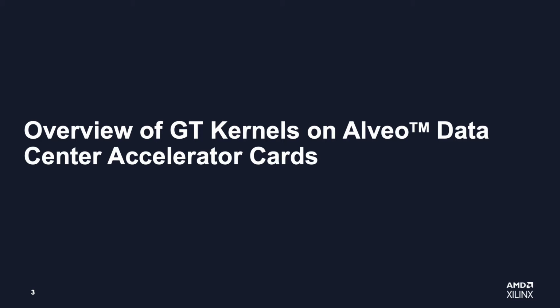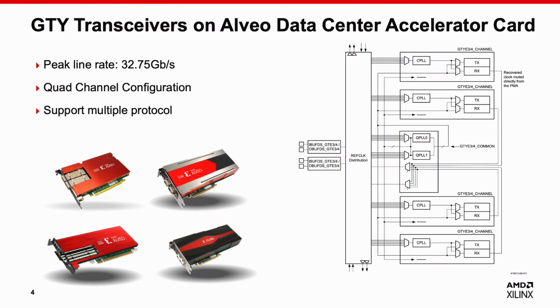GT kernels are high-speed SerDes transceiver IPs for high-throughput communication. If you are not already familiar with GT kernels on Alveo cards, let's take a quick look. As you may know, current Alveo Data Center Accelerator cards are based on the UltraScale Plus FPGA. A lot of GTY transceiver I/O ports are integrated in these FPGAs. The Versal devices for VCK5000 accelerator cards have similar features.